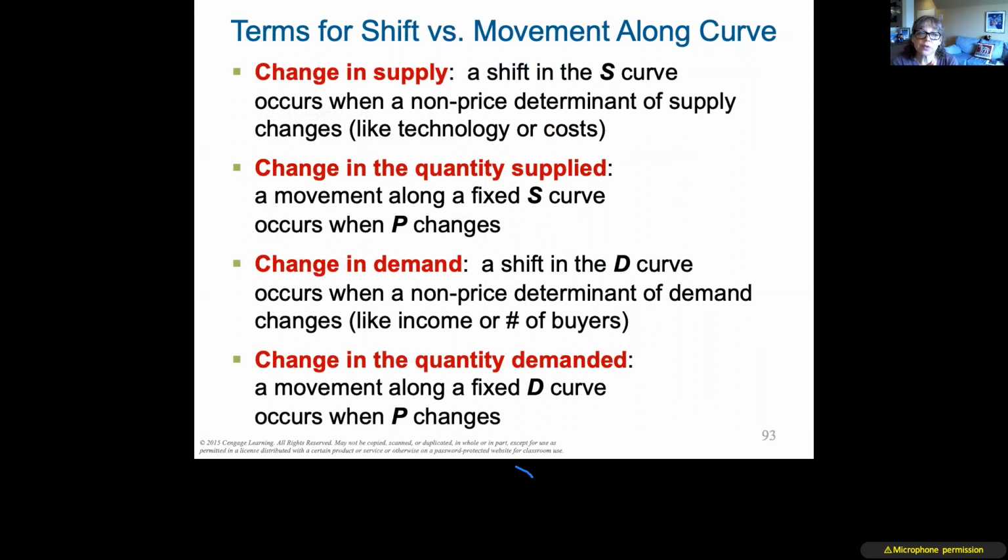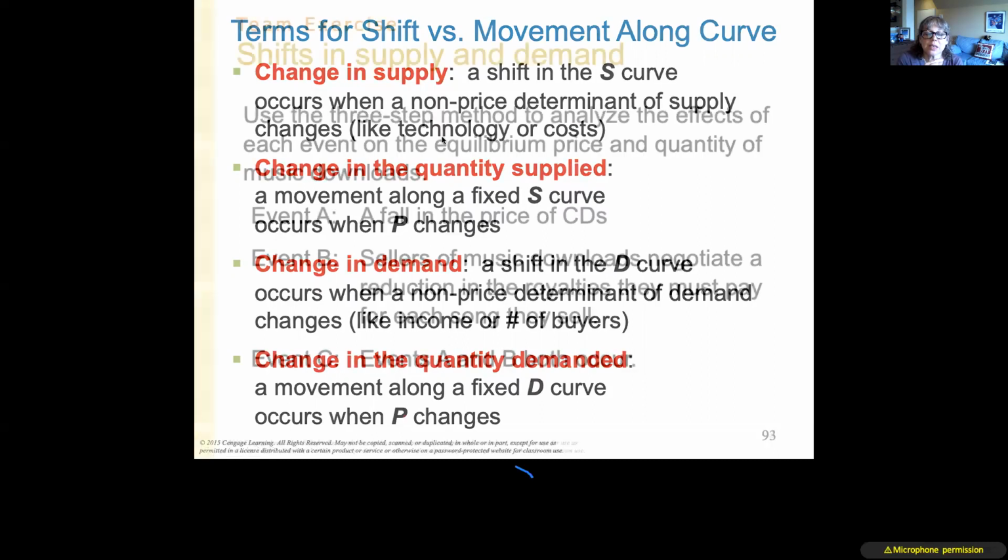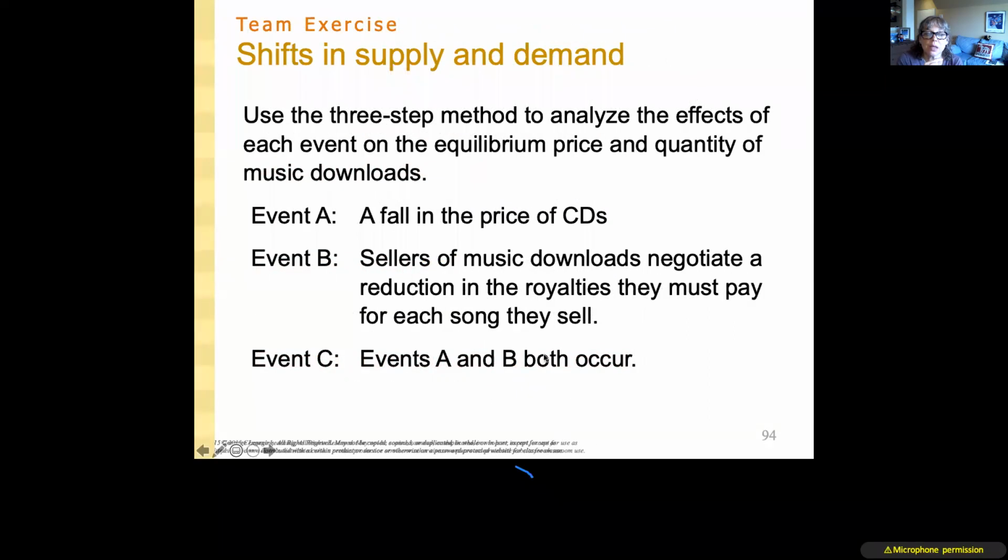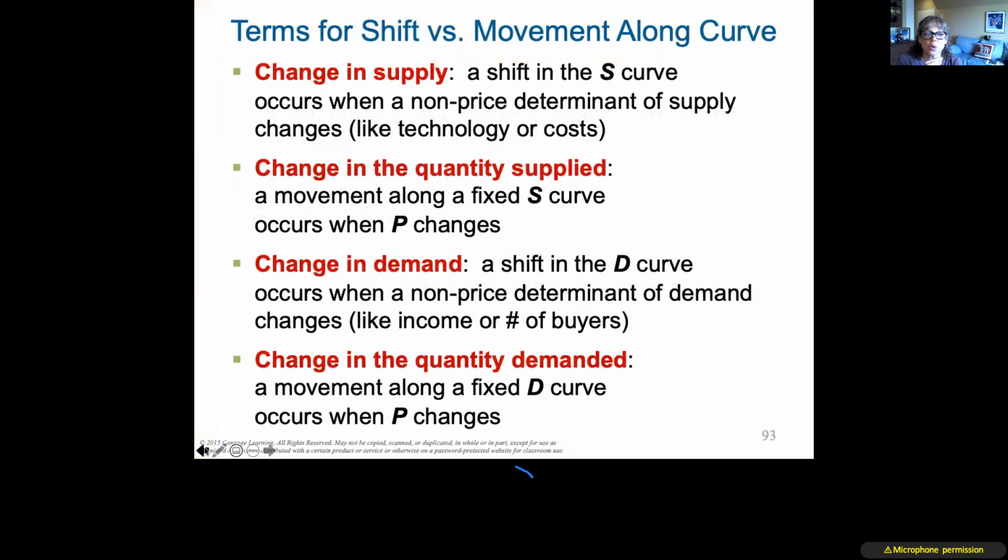So in terms of shift versus movement along the curve, you remember these things. A change in supply, that's a shift of the supply curve. And that can only happen with what? Non-price determinants. So if I say something with the word price in it, you have to immediately assume what? It is a price determinant, not a non-price determinant. If I say the word price, it's not a shift factor. It is literally moving along the curve. A non-price determinant is what shifts the curve. Technology, cost of inputs, those types of things.